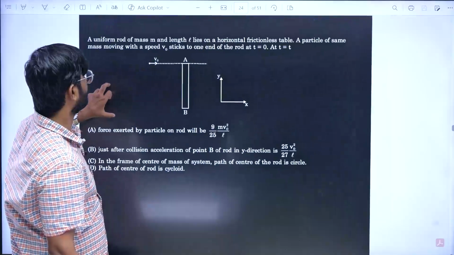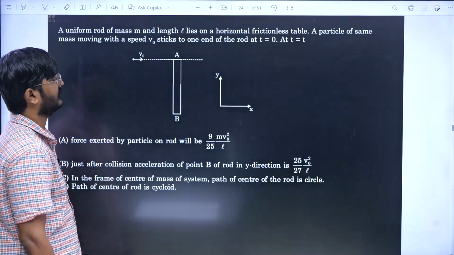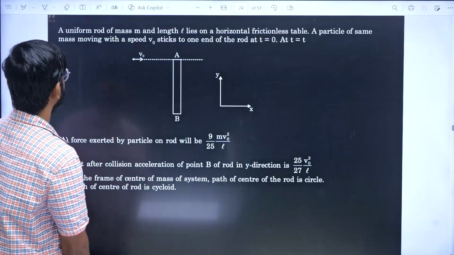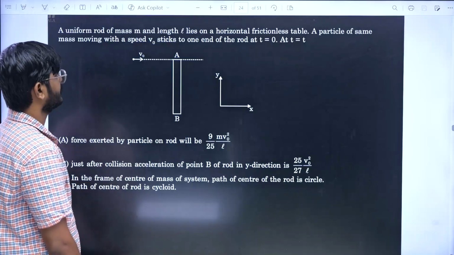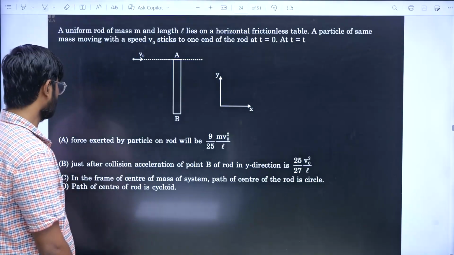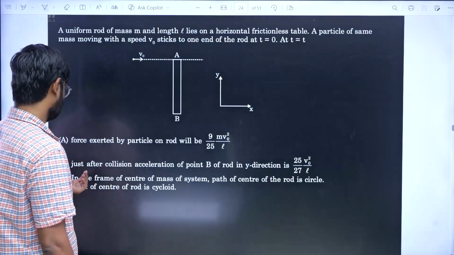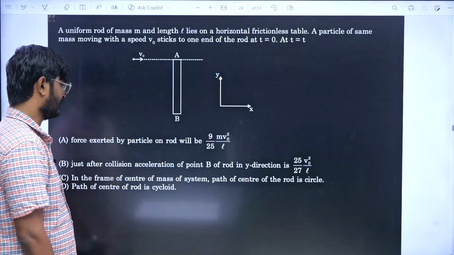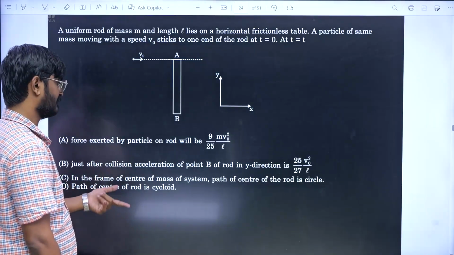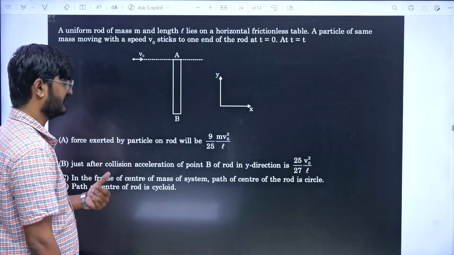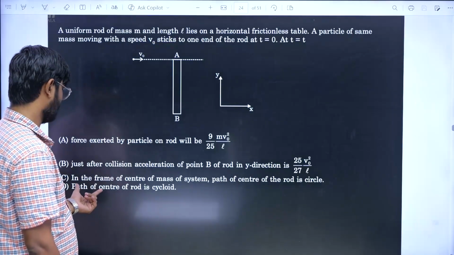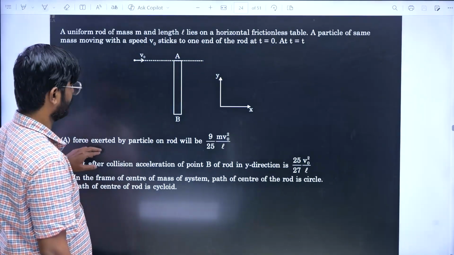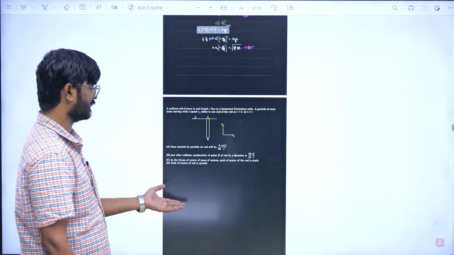A uniform rod of mass m and length L lies on a horizontal frictionless table. A particle of same mass moving with speed v naught sticks to the end, and force exerted by the particle, acceleration of point B. In the frame of center of mass, path of the center of the rod is circle, actual path of the center of the rod is cycloid. So you can see they were talking about force and acceleration.